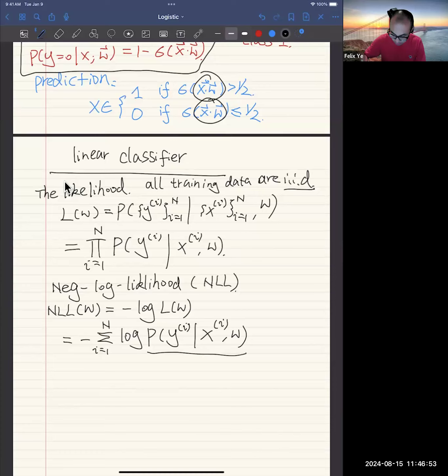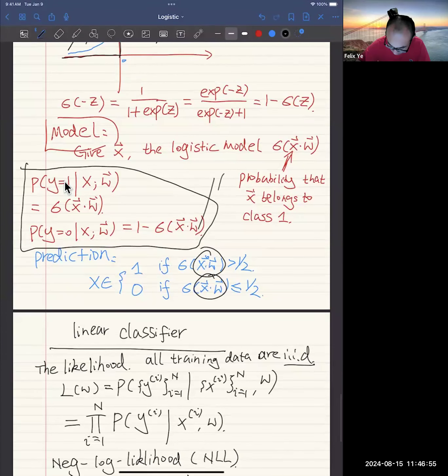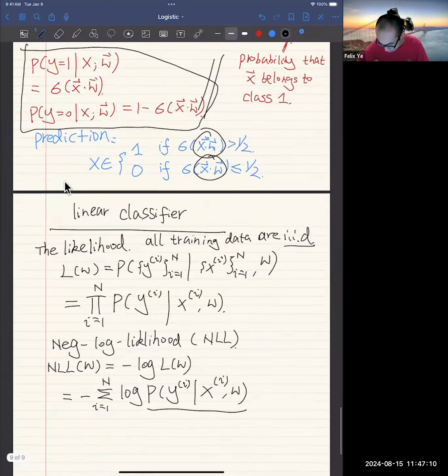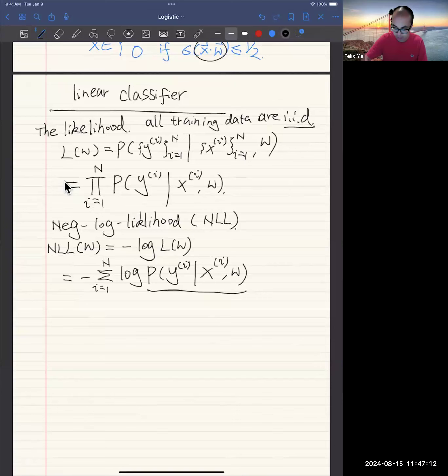And what is this? This is given as follows. If it is 1, that would be sigma xw. If it is 0, that would be 1 minus sigma xw. And obviously that's very, very complicated. So can we make it simpler? In fact, we can write everything into a more compact form, and we can verify it momentarily.